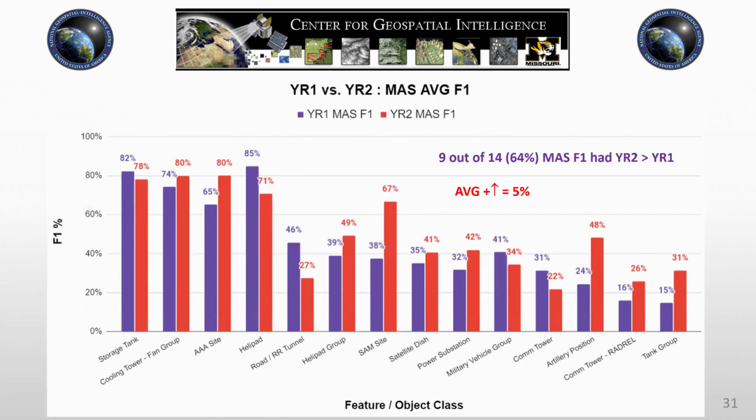So this is now looking at the year 1 versus year 2 machine-assisted search F1 scores. So not comparing yet with the traditional visual searches. And so 9 out of the 14 feature and object classes had a better machine-assisted search F1 score in year 2 than they did in year 1, an average improvement of about 5% over all those classes.